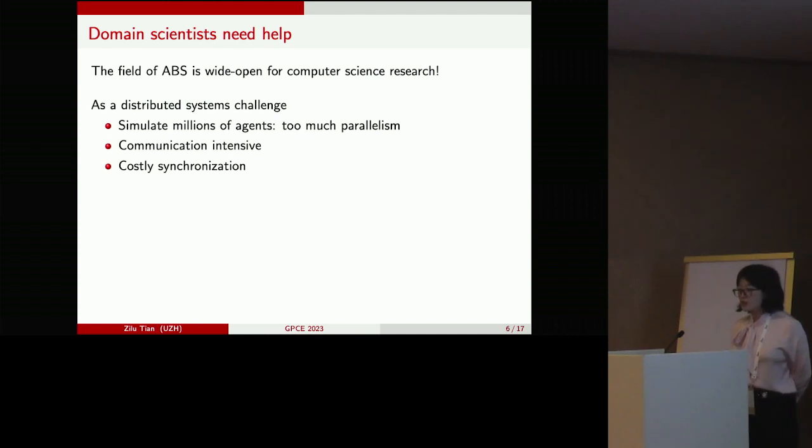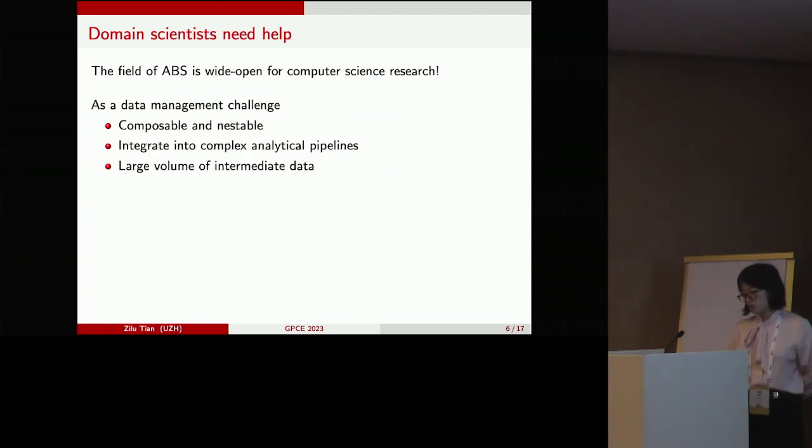So for instance, as a distributed system challenge, it's non-trivial if you want to simulate billions of agents who are actively interacting and communicating with each other. Existing frameworks such as Spark are usually optimized for data-intensive workloads, where there is basically an assumption of no communication among different data nodes. And the synchronization associated with such systems is also very costly. So to have an efficient execution of such large-scale simulation still remains a challenge for distributed systems.